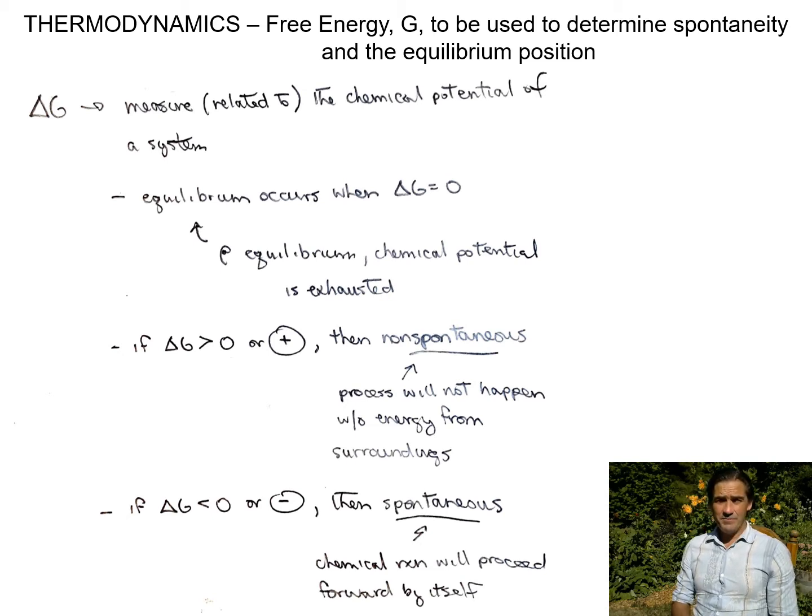So first, to help define what free energy is, it is, in fact, the chemical potential within the system. Another way to phrase that, it is a measure of how much chemical energy can be used and converted into work.